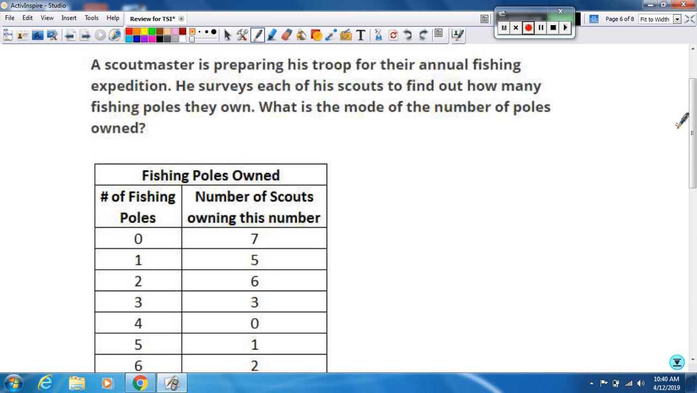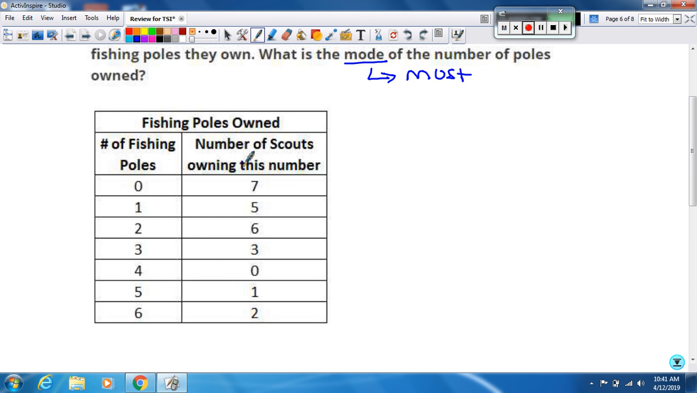A scoutmaster is preparing his troops for their annual fishing expedition. He surveys each of his scouts to find out how many fishing poles they own. What is the mode of the number of poles owned? Mode means most. So number of poles owned. The biggest number on here is 7. So 0 is the answer to this problem. The mode is 0.